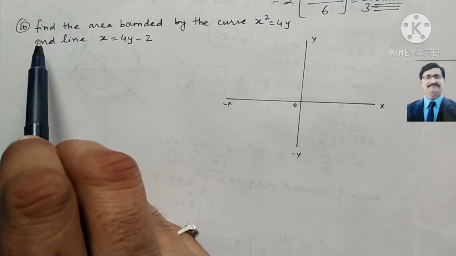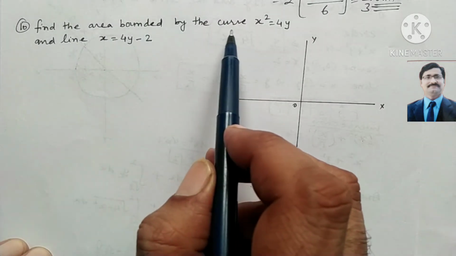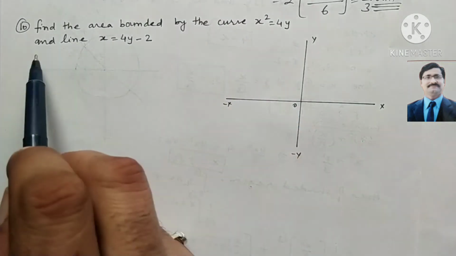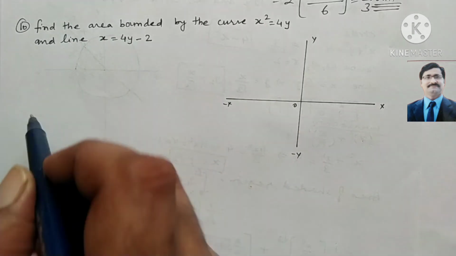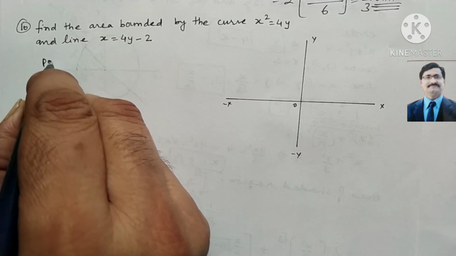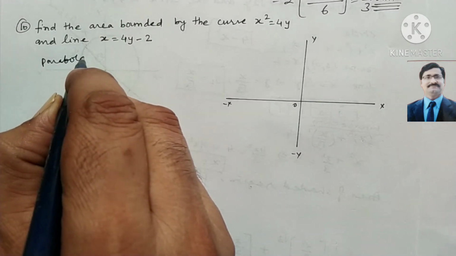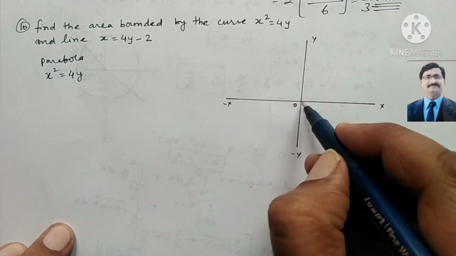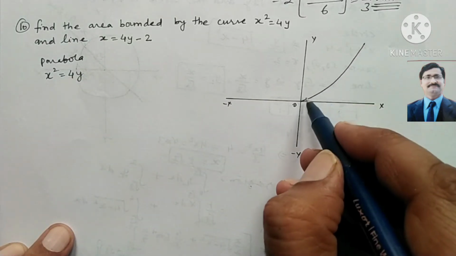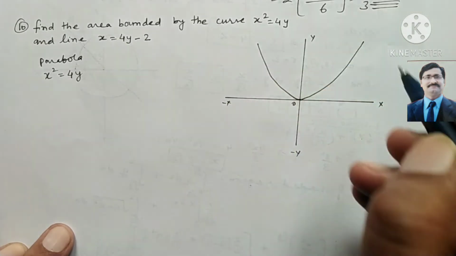Here this question is: find the area bounded by the curve x square equal to 4y and the line x equal to 4y minus 2. Here this curve is given, a parabola. Okay, this parabola is given, and parabola equation is x square equal to 4y, and this type of parabola we can draw. This parabola, we will get here this type of parabola.